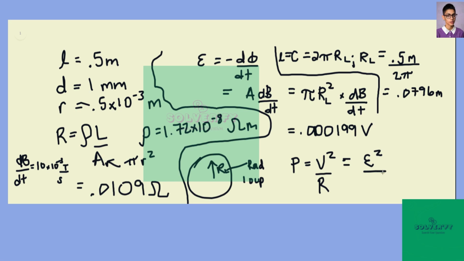So I'll just do this. It's E squared divided by R. So the R that we found here goes here, and the EMF goes here. And then when I plug that into a calculator, I got 3.63 times 10 to the minus 6 watts dissipated.